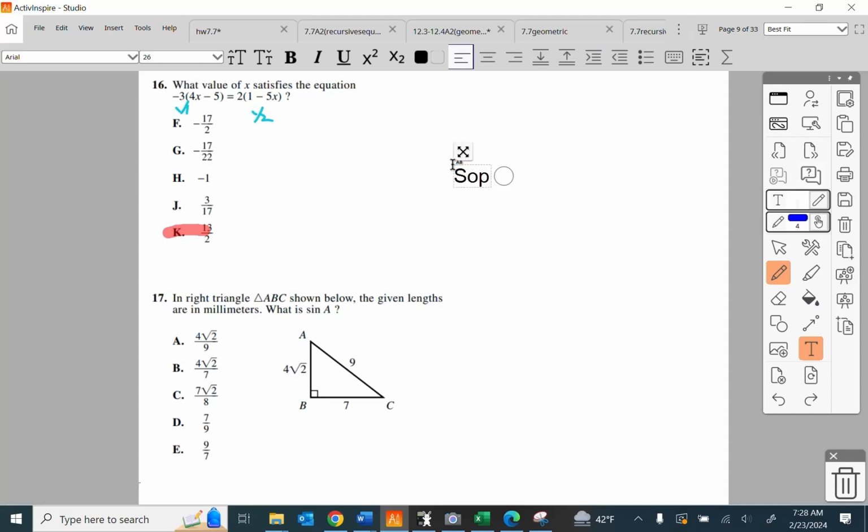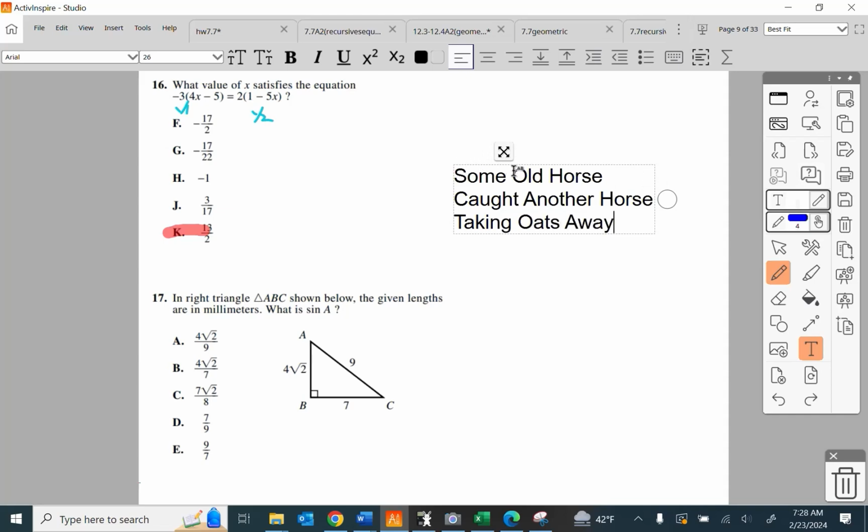Anyways, I was taught some old horse caught another horse taking oats away. And what that told me is that sine, that's what the S is for, sine is opposite over hypotenuse. I kind of wonder if I shouldn't be teaching that little anagram. Cosine is adjacent over hypotenuse, is CAH, and tangent is opposite over adjacent.